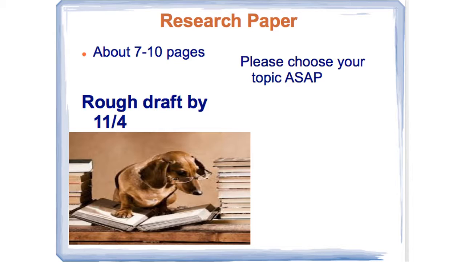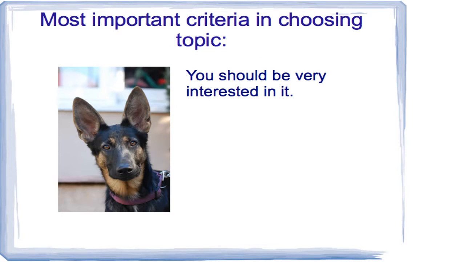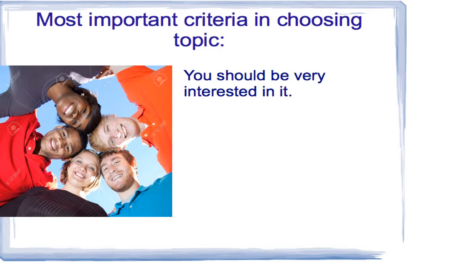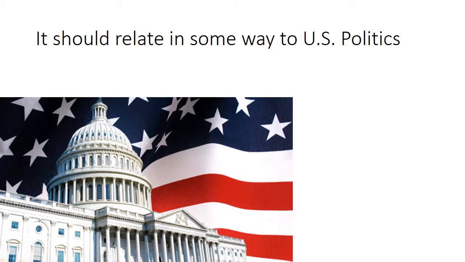I do want a rough draft, and I think that's an important part of the process. And the most important part of the process is choosing your topic. It should be something you're interested in. I think you'll write a better paper that way, and I think it'll be hopefully even a little bit enjoyable. It does need to relate in some way to American politics because that's the class.